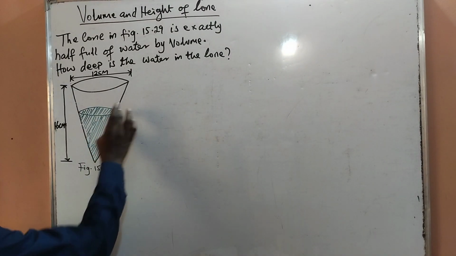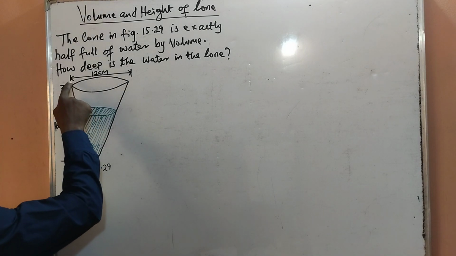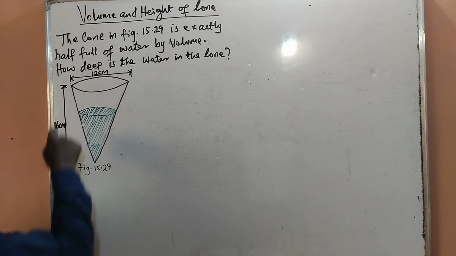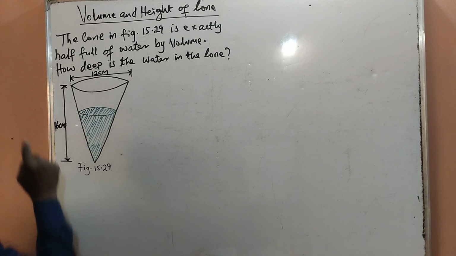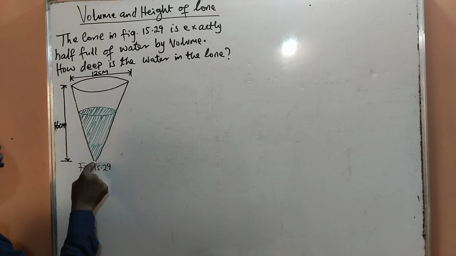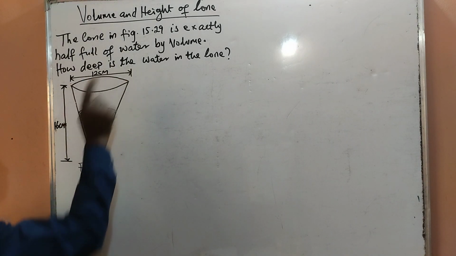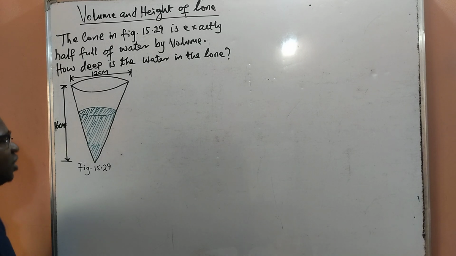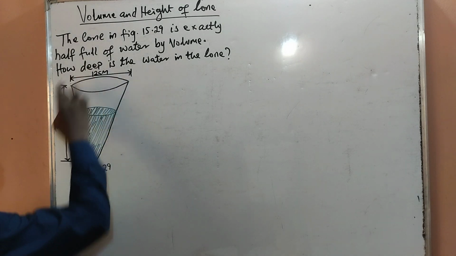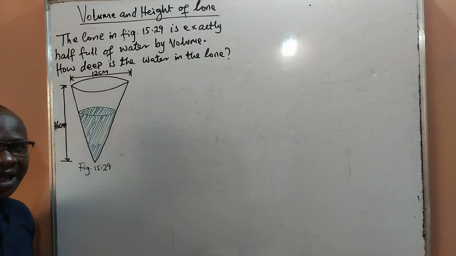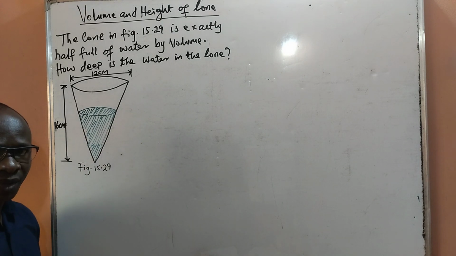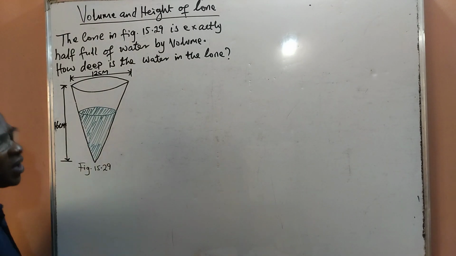Now, from the drawing on the board, we are given the diameter of the cone, which is 12 centimeters, and also the height of the cone, which is 16 centimeters. For me to find the height of the water in the cone, which is called the depth of the water level in the cone, what I will do first and foremost is to find the volume of the whole cone. And after I have gotten the volume of the whole cone, I will divide the volume by 2, because it is half full of water.